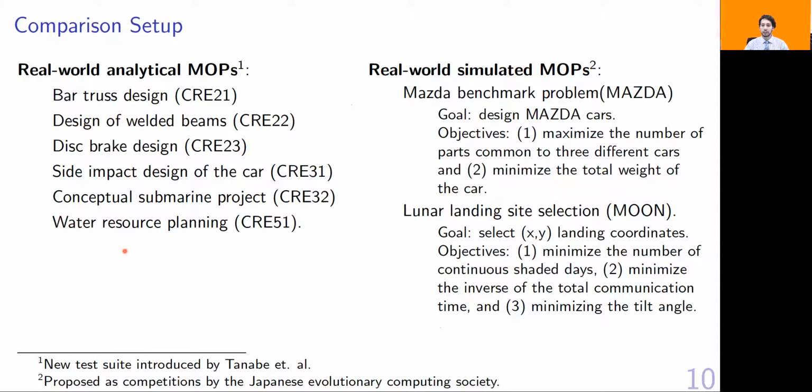And we have the lunar landing site, we call it Moon. The goal is to select landing coordinates in the Moon, where we have objectives: to minimize the number of continued days, minimize the inverse of total communication time, and minimize the tilt angle of the robot that lands in the Moon. These 2 real-world problems were proposed as competitions by the Japanese Evolutionary Society.